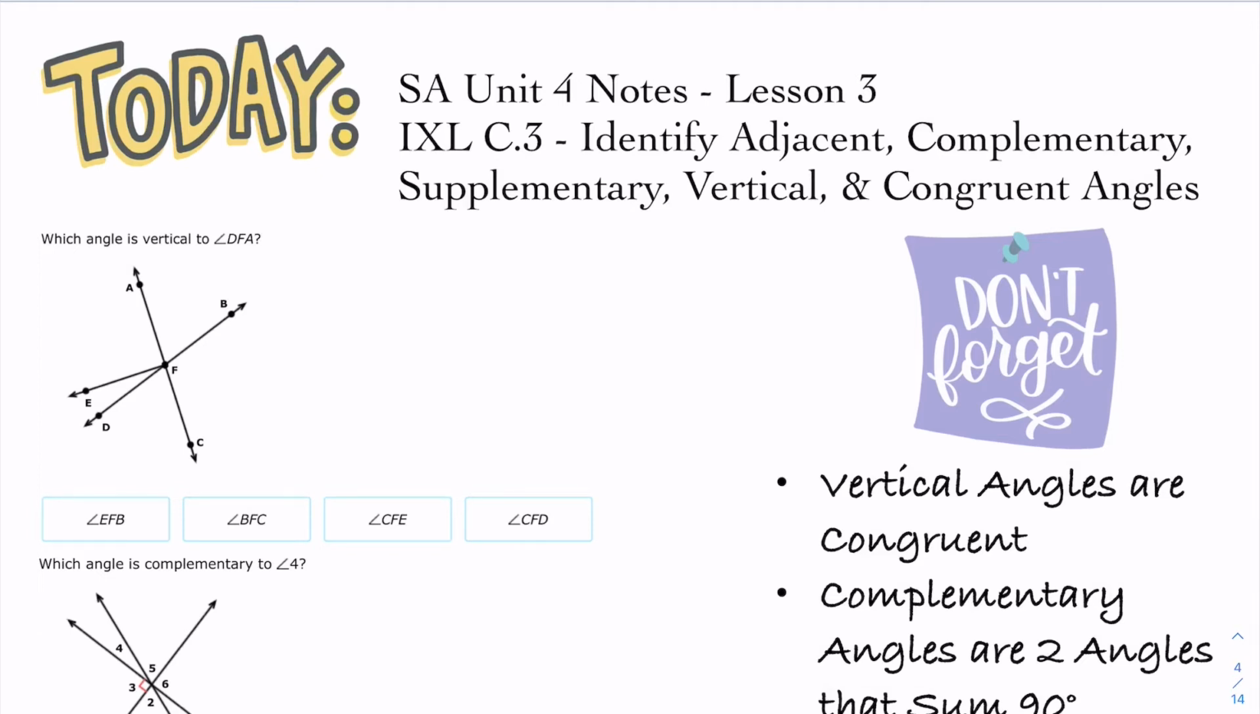Hello students, welcome to Unit 4 Notes, Lesson 3. This is on IXL C3, which is identifying adjacent, complementary, supplementary, vertical, and congruent angles.